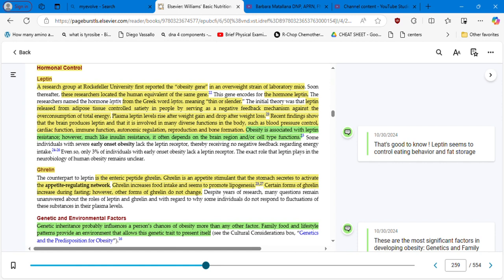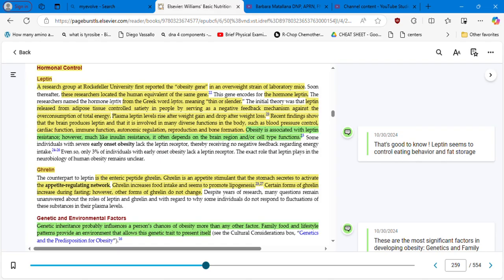Okay, recent findings show that the brain produces leptin and that it is involved in many diverse functions in the body, such as blood pressure control, cardiac function, immune function, autonomic regulation, reproduction, and bone formation. So leptin is a big deal in this game in terms of weight management, right? And not only weight management, but also is related to diverse functions from blood pressure all the way to bone formation.